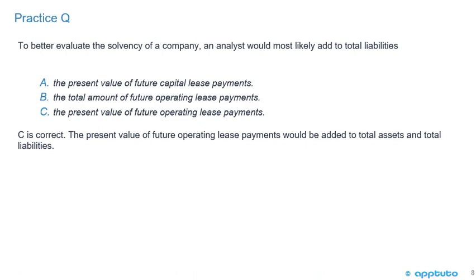C is correct. The present value of future operating lease payments would be added to total assets and total liabilities. Because if you have an operating lease and you want to compare it to if the company had the asset and the liability, you're going to use the present value of the future operating lease payments. If it's a capital lease, A is wrong because you've already got the asset and liability on the books. And you're not looking at B, the total amount of future operating lease payments. You're using a present value technique. So that's why I thought that was a good little question.